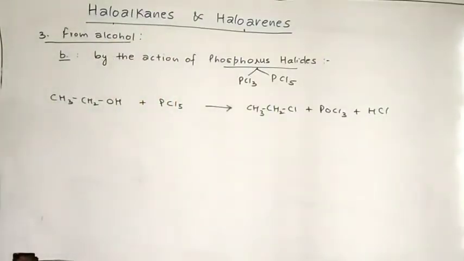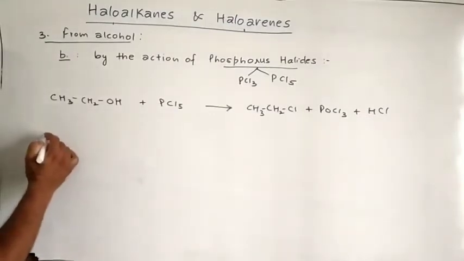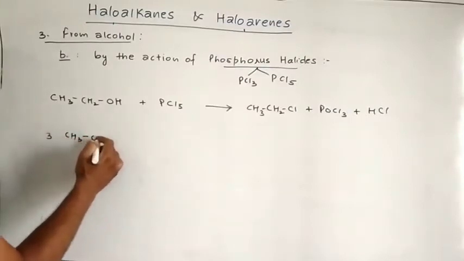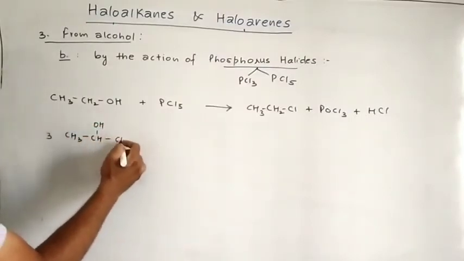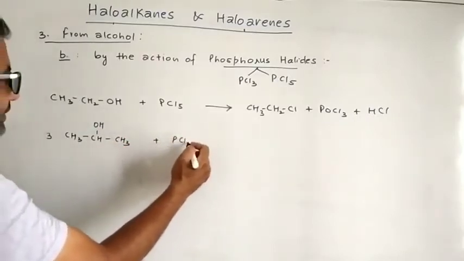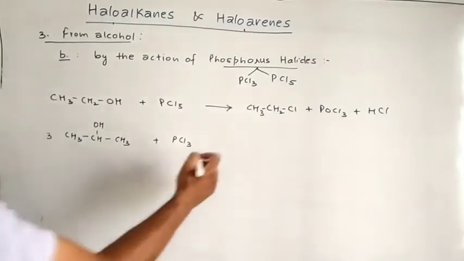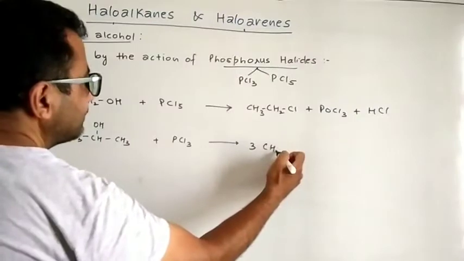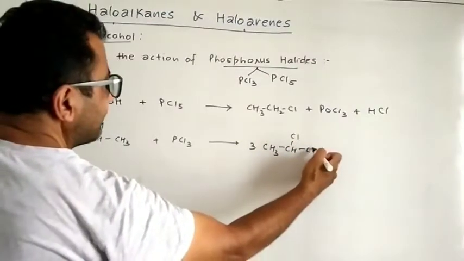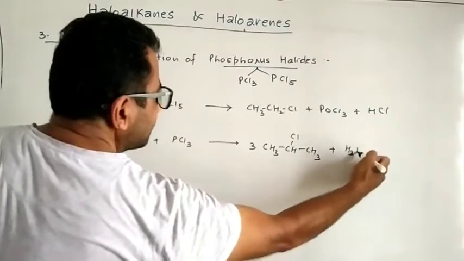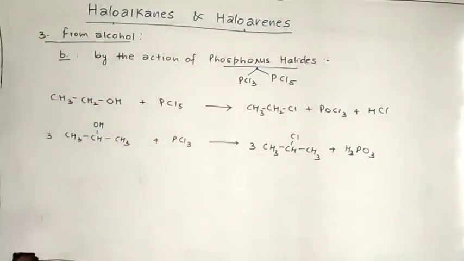Now, same for PCl3. Suppose we take 3 mole of isopropyl alcohol and adding PCl3 to it. Again, you get 3 mole of isopropyl chloride here plus phosphorus acid is formed. So this was the simple easy preparation of alkyl halide from alcohol.